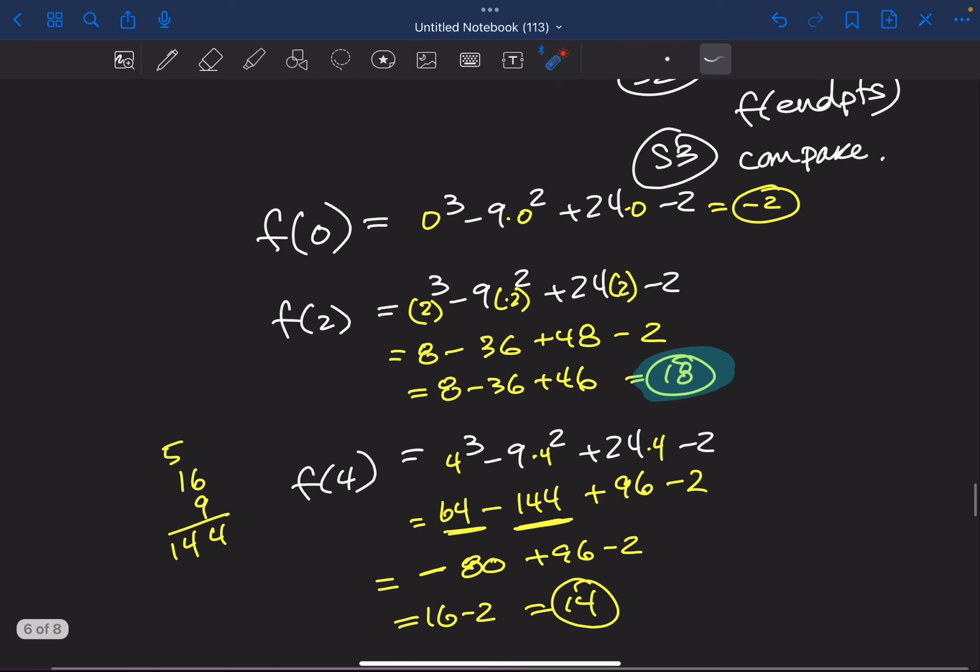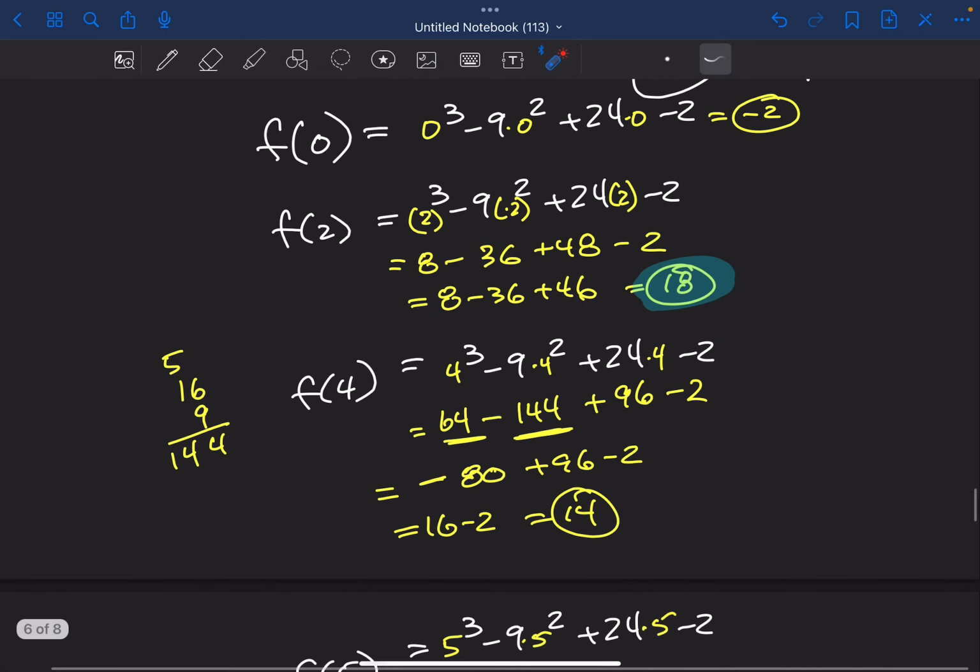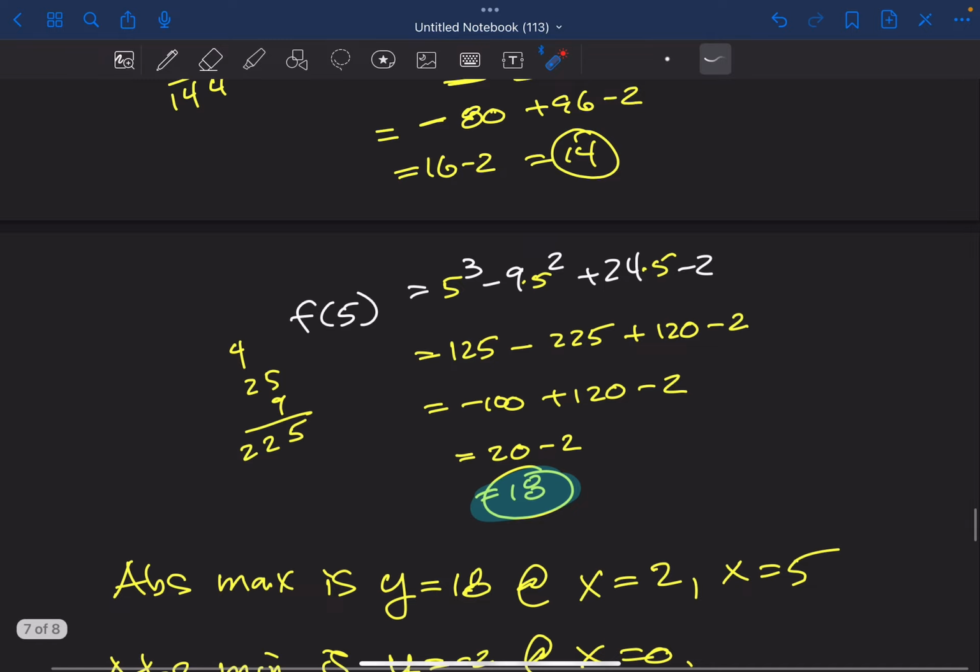Just to be clear, how can we do some of these without a calculator? Well, the 0 is easy because everything's zeroed out except the negative 2. But for something like 2, just do it one term at a time. 2 cubed is 8. 2 squared is 4 times 9 is 36. And then 24 times 2 is 48. Then, with the minus 2, 48 minus 2 is 46. But 46 minus 36 gave me 10, and with the 8, gave me 18. Now, f of 4 turned out to be 14, and f of 5 is 18.